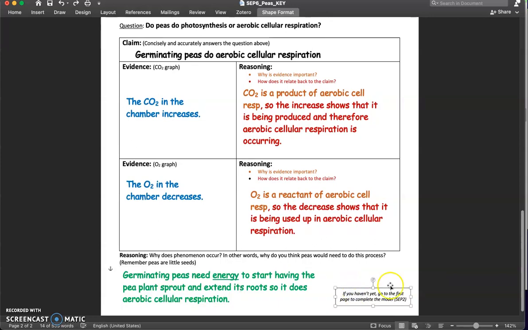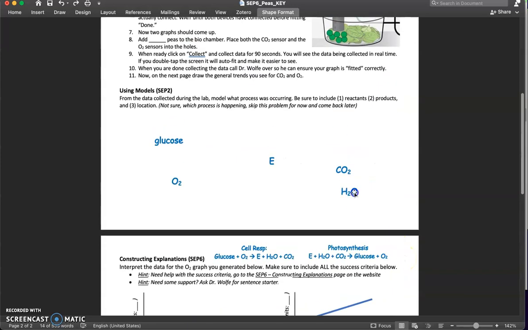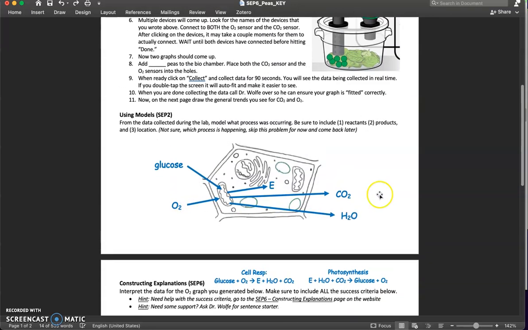So if you haven't yet, you have to add this model to the first page. So here's our model. Remember, if it's aerobic cell respiration, it's happening in the mitochondria. I got glucose and oxygen going in. Here are my products coming out, and notice how I've kept energy in the cytoplasm as well.